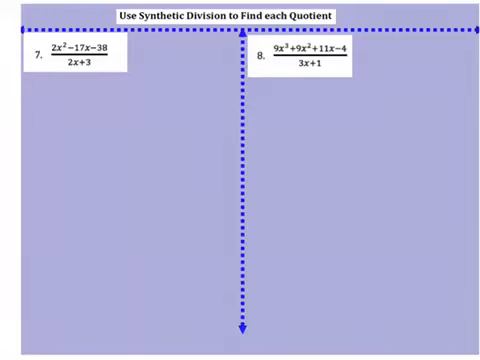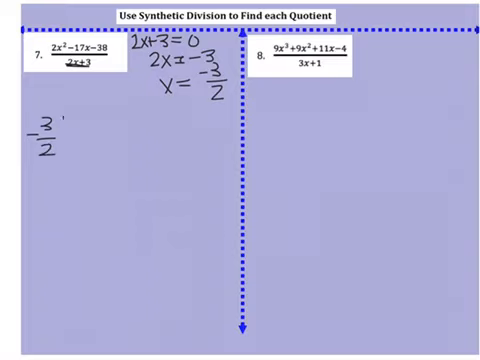So now we are going to look at number 7, and I'm going to change it up on you a little bit. My divisor now has a 2x plus 3. So we need to set 2x plus 3 equal to 0 and solve for x. So I get 2x equals negative 3, and then I have to divide by 2. So I'm going to get x equal to negative 3 over 2. So that's what's going to go in my box, negative 3 over 2.